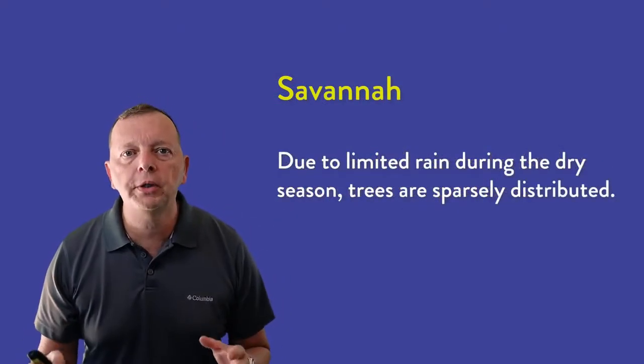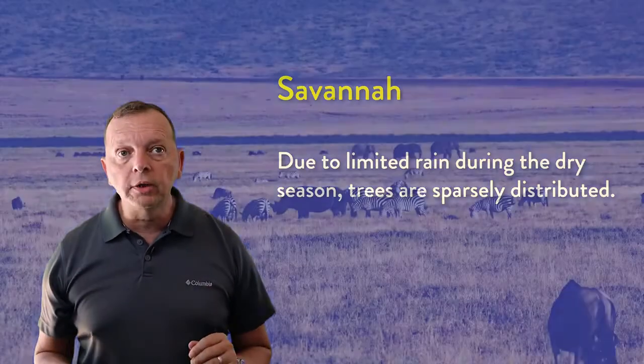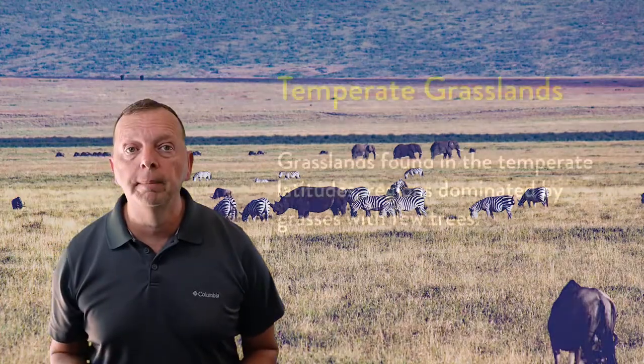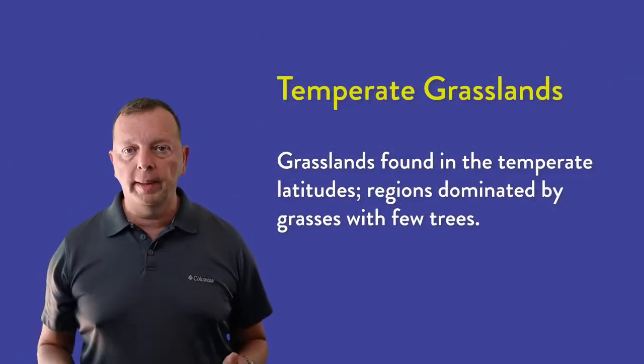So there isn't enough precipitation to support large forests. Instead, we have a grassland with scattered trees. If you think of where zebras and giraffes live, you're thinking about a savanna, such as these pictures I took when I was in Tanzania. As we move into the middle latitudes, we get temperate grasslands, in which grasses dominate the vegetation.